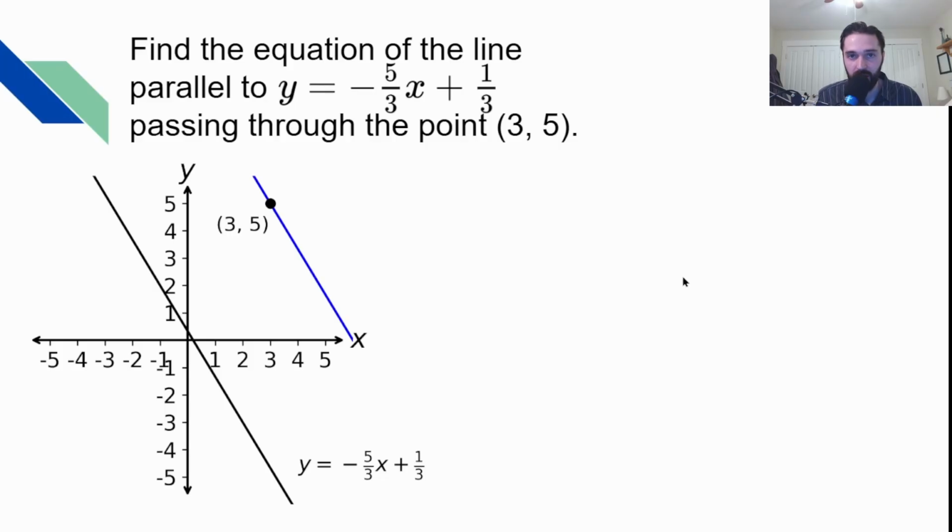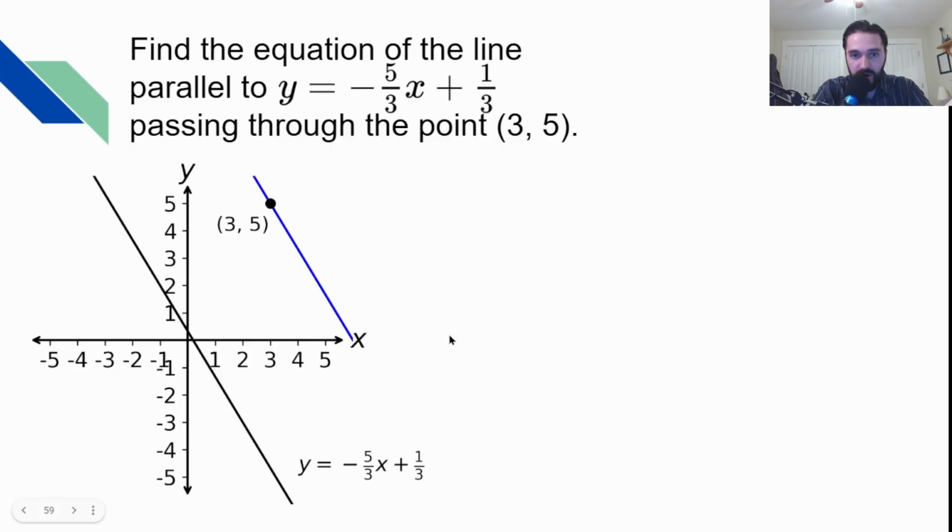Great. So now that we've looked at the slopes of parallel lines and perpendicular lines, we can solve some problems. Here we're asked to find the equation of the line parallel to this line passing through the point 3, 5. So we have the equation of this black line. We're going to use it to find the equation of this blue line passing through the point 3, 5.